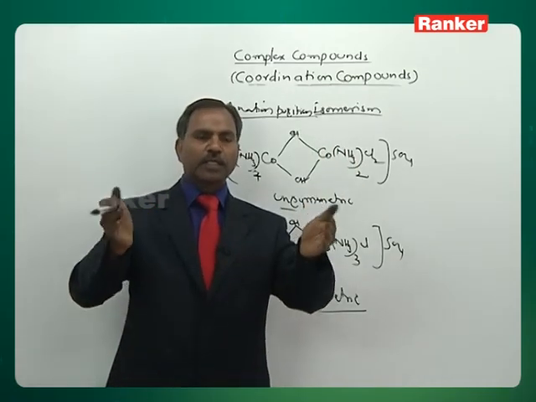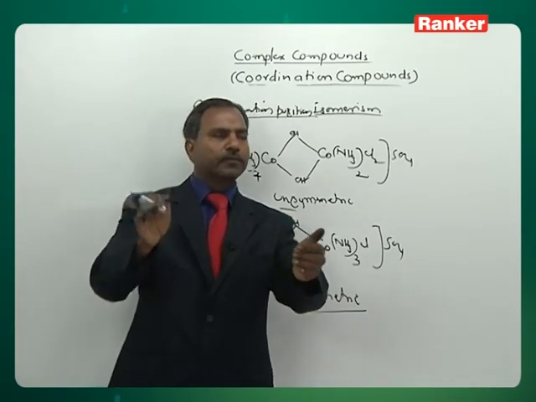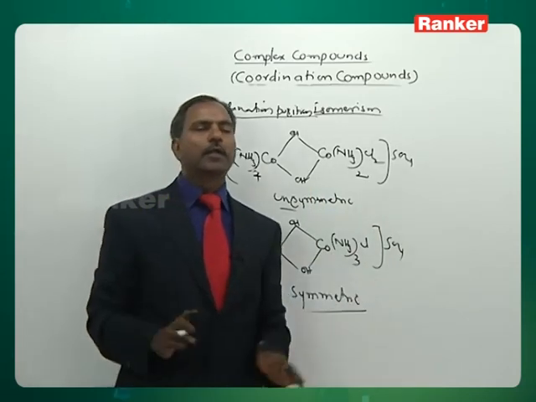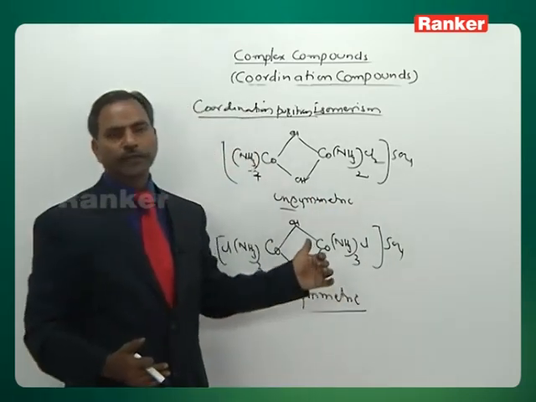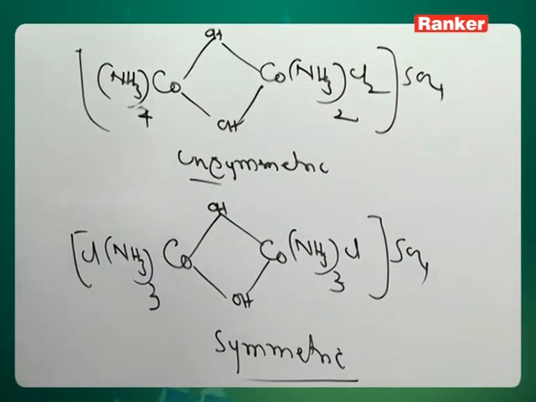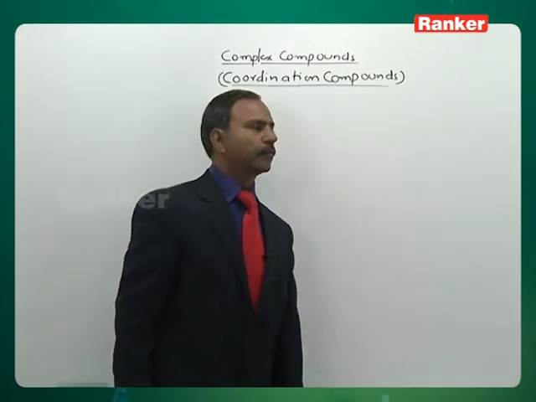Since the exchange is within the same coordinate sphere, the exchange is localized. Therefore, coordination position isomerism. That is coordination isomerism. This is coordination position isomerism. Next, let us see the next type. Let us do now coordination number 5.